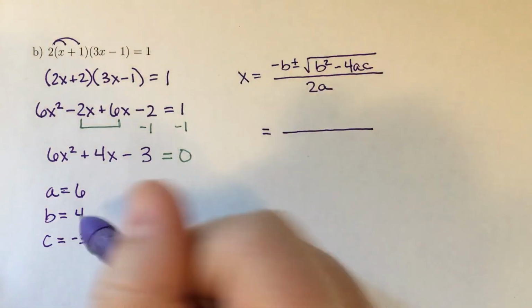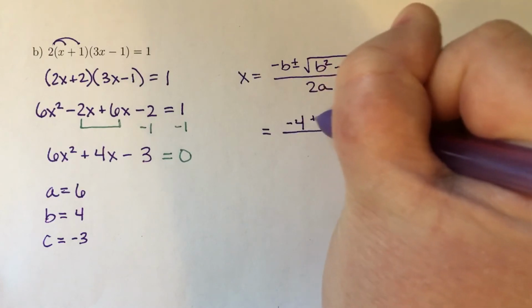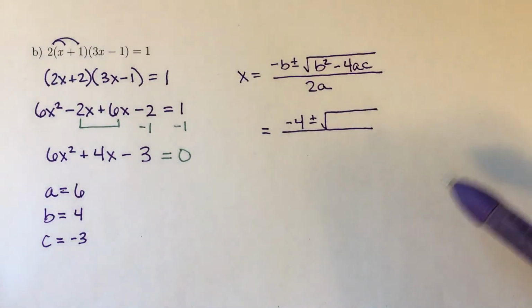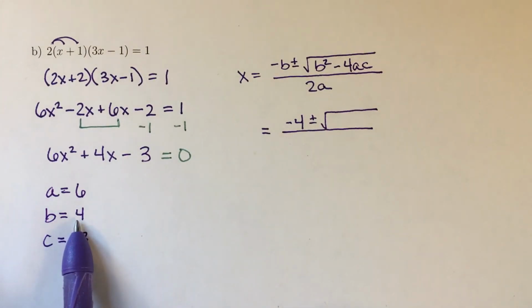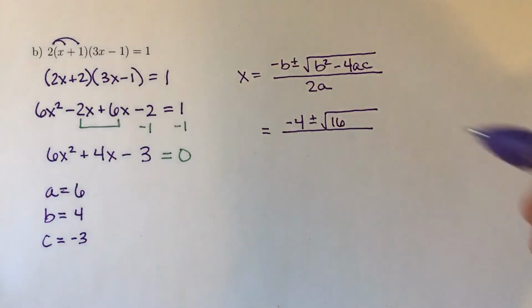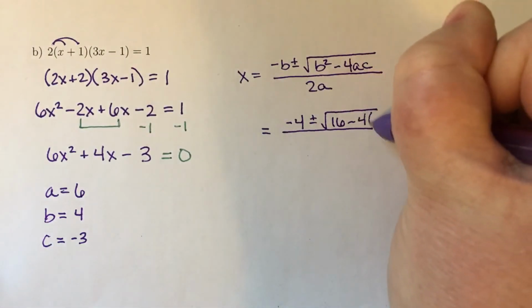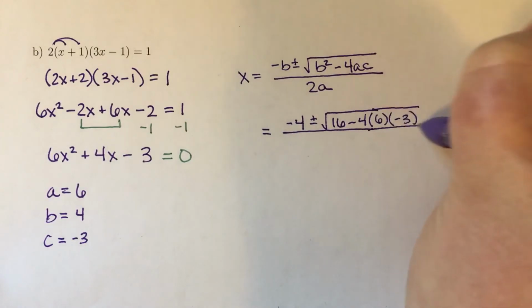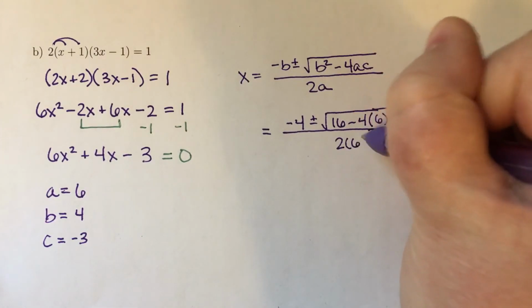Opposite of b is going to be -4 plus or minus the square root. And I didn't do it in the previous problem, but one thing I like to do is just to square b in my head because I know my perfect squares. 4 squared is 16 minus 4 times 6 times -3 all over 2 times 6.